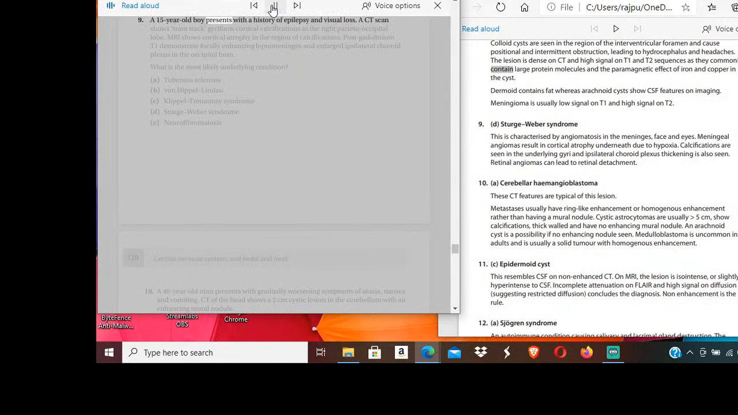9. A 15-year-old boy presents with a history of epilepsy and visual loss. A CT scan shows tram-track-like cortical calcifications in the right parieto-occipital lobe. MRI shows cortical atrophy in the region of calcifications. Post-gadolinium T1 demonstrates focal enhancement.